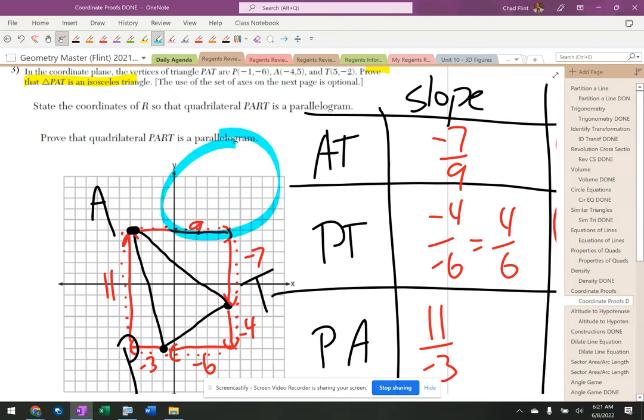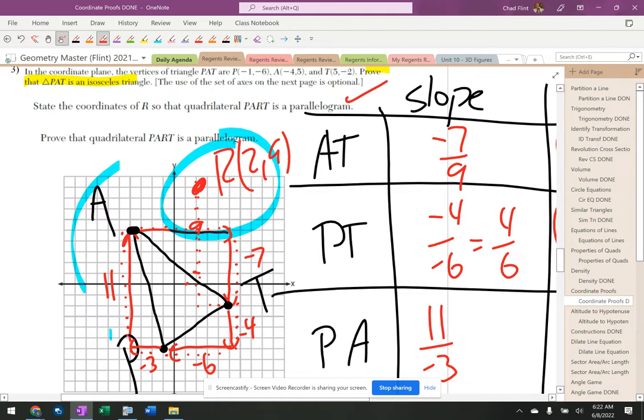Now you gotta be careful. It should be up here. PART should go that direction. All right, and I'm just gonna take this slope right here. I'm gonna go 1, 2, 3, 1, 2, 3, 4, 5, 6, 7, 8, 9, 10, 11. So there's point R, and it is at 1, 2, 1, 2, 3, 4, 5, 6, 7, 8, 9. So there's that part taken care of. Then it says prove it's a parallelogram.